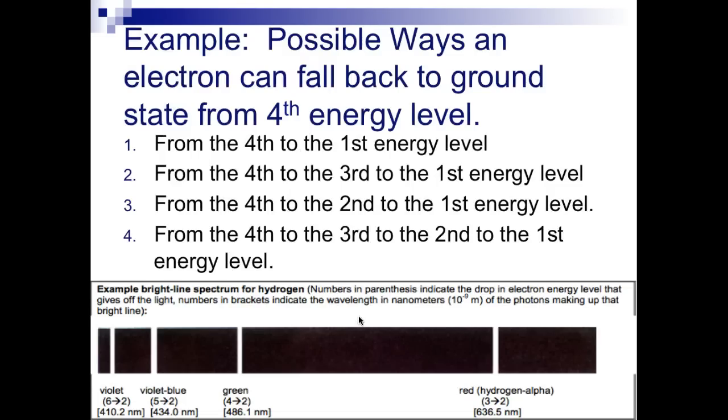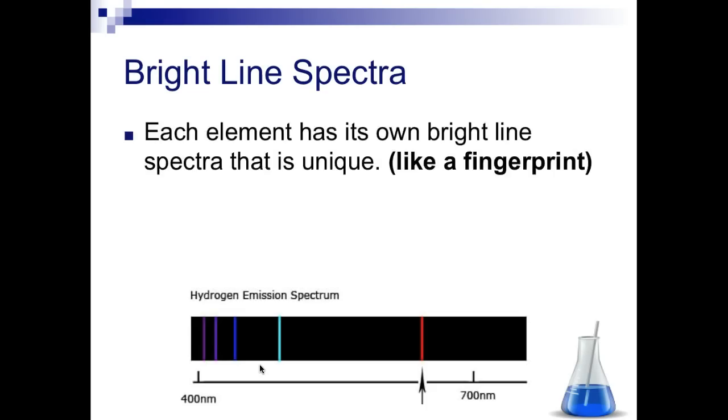So we have examples of possible ways an electron can fall back to the ground state from the fourth energy level. It could go from the fourth to the third, then to the first, or it can go from the fourth to the second to the first, or from the fourth to the third to the second to the first. And so we can get a different range of wavelengths in light, and that's how we get to see different colors.